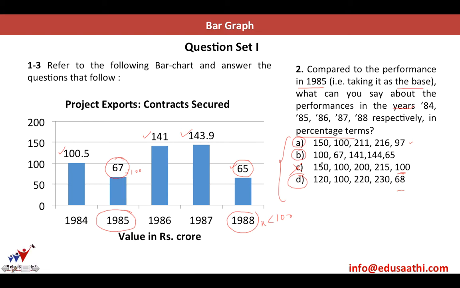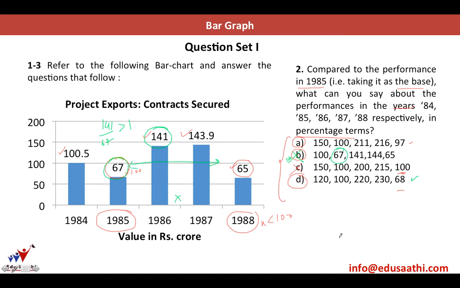Now let's look at option B again. Here I have a 67 for the year 1986, which is incorrect, because in 1986 the contracts secured were worth rupees 141 crores and the base is 67. So this has to be 141 by 67, which is something greater than 1. So this cannot be 67. This has to be something greater than 100. So I negate option B as well. Now I am left with only two options, A and D. If you carefully look, 65 and 67 are very close to each other.